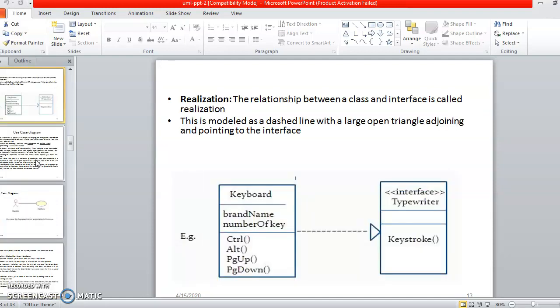Next one is realization. The relationship between a class and an interface is called realization. This is modeled as a dashed line with a large open triangle adjoining the interface.